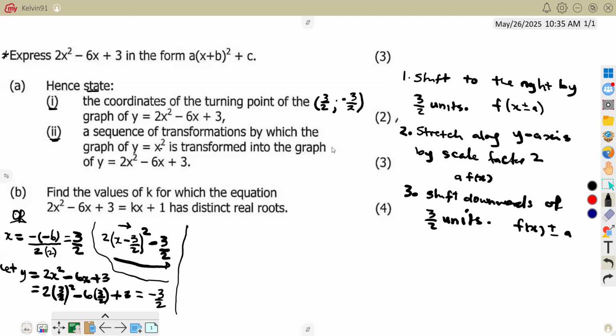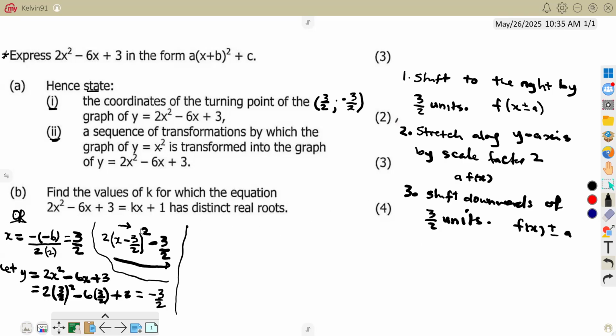So the three sets of transformations is shift to the right by 3 over 2 units. Then you stretch along the y-axis by scale factor 2. Then lastly, it's shift downward of 3 over 2 units. Then the last part of the question is saying find the value of k for which the equation, this one, has distinct roots.